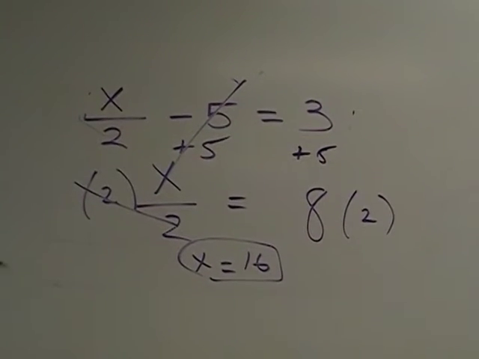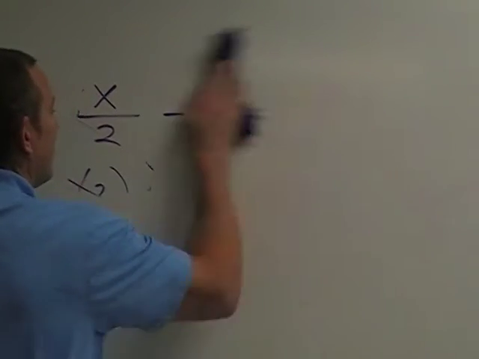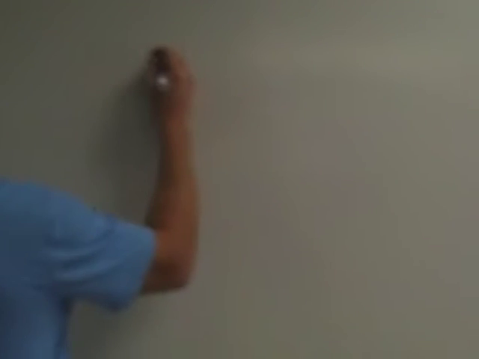Someone's about to erase their problem. Don't erase it. Put a number 3. Time flies when you're doing math. Here we go. Put a number 3 on your paper, right? We're going to start changing colors just a little bit.